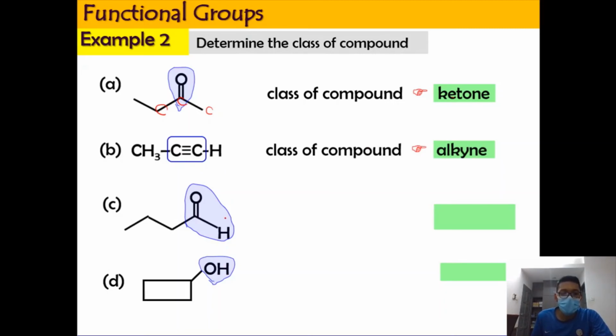Meanwhile, here refers to aldehyde because C double bond O, one of the attachments is hydrogen. Okay, and here is carbon. So the difference between ketone and aldehyde is that one of the attachments is hydrogen. So the class of the compound here is going to be aldehyde.